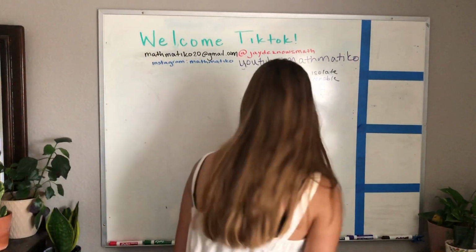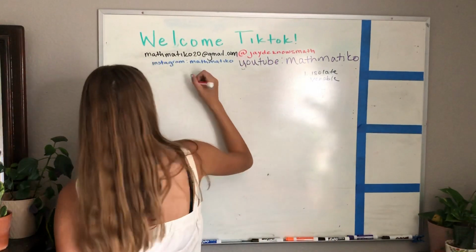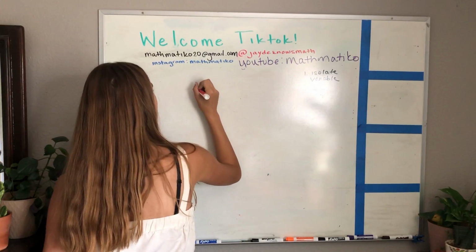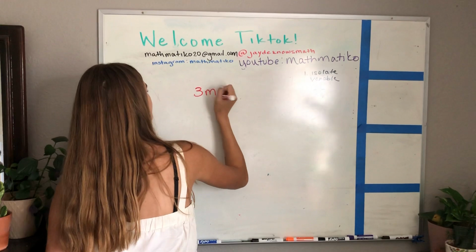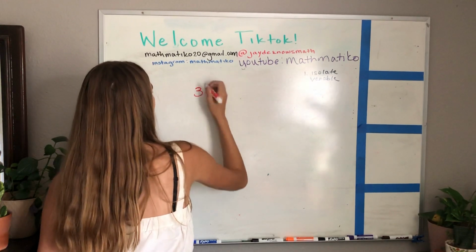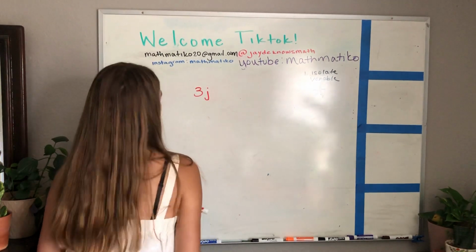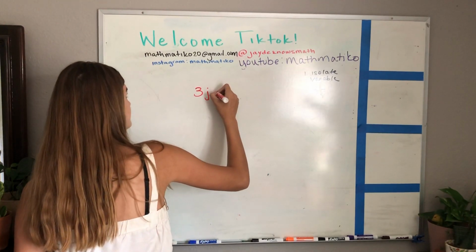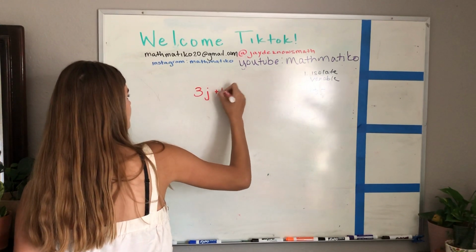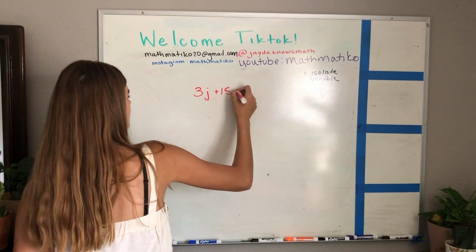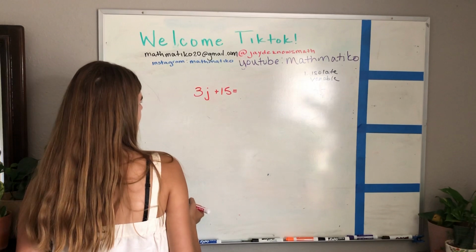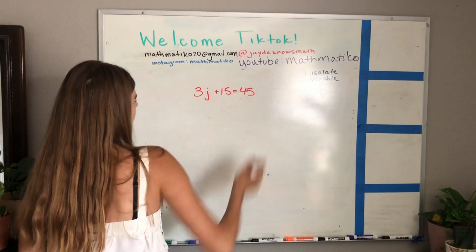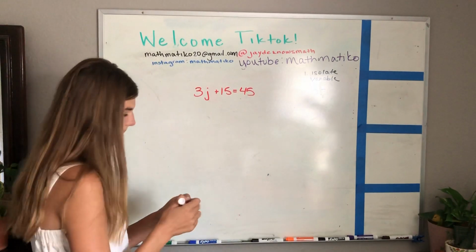I'll give you guys a second to pause if you think you can do it on your own. How do we want to do this? We'll do 3m, let's pick a different variable. 3j, because my name starts with a j. 3j plus 15 equals 45. We'll do that. Okie dokie.